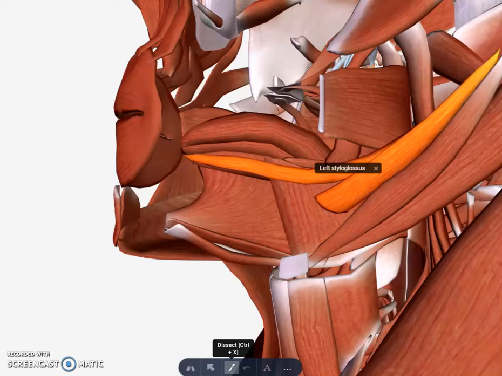This is the styloglossus. It draws up the sides of the tongue like a trough. The origin is the styloid process. The insertion is the lateral sides of the tongue.